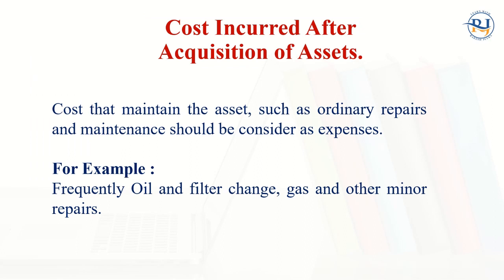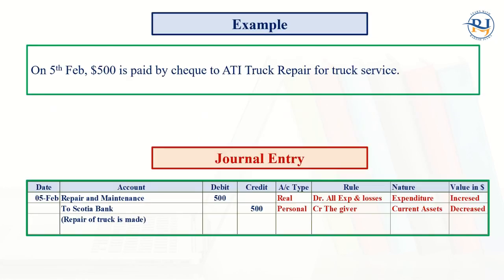Costs incurred after acquisition of assets means the different costs or expenditures that we incur once we have bought the assets in our company. Costs that maintain the assets, such as ordinary repair and maintenance, should be considered as expenditure. For example, frequent oil and filter changes, gas, and other minor repairs. For example, on 5th of February, $500 is paid by check to ATI Truck Repair for truck services. What will be the journal entry for this? Repair and maintenance $500 to Scotiabank $500. So repair and maintenance is an expenditure of the company, so that will come under the expenditure.